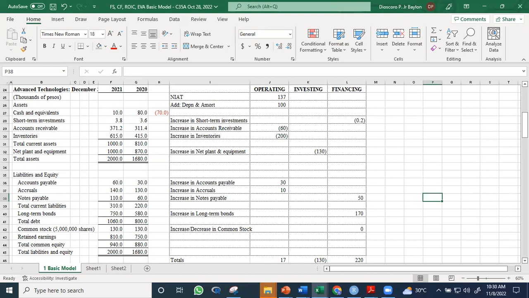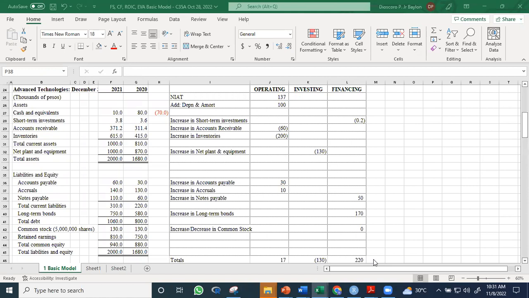Did you get the same values, class? Kindly chat yes if you got the same values, please. Waiting for your response, please. 17, negative 130, and 220. Okay, good. Thank you. All right.